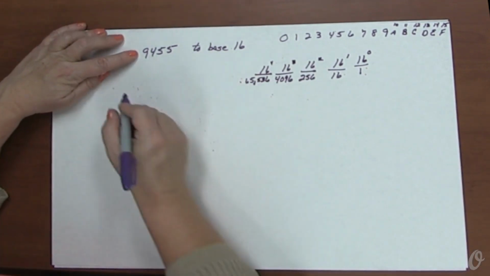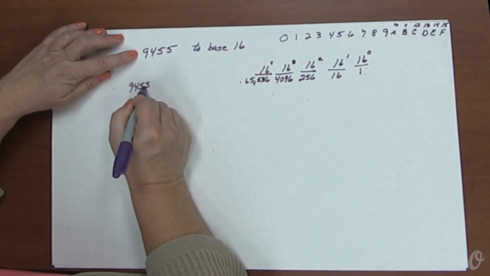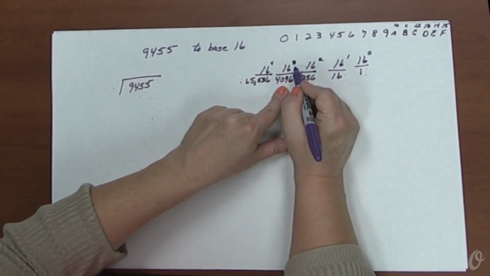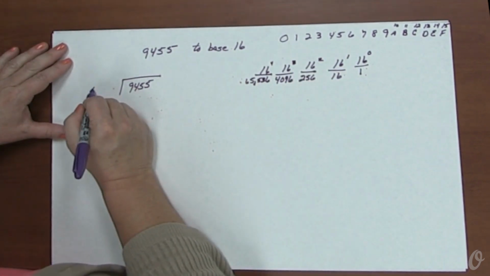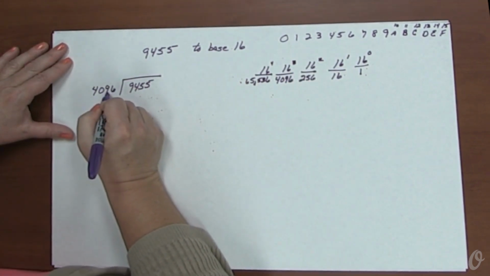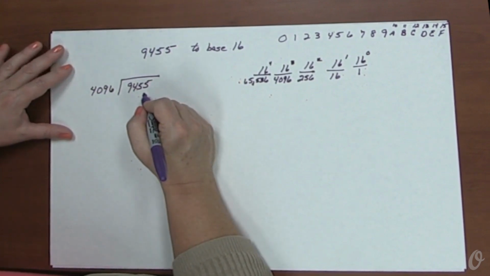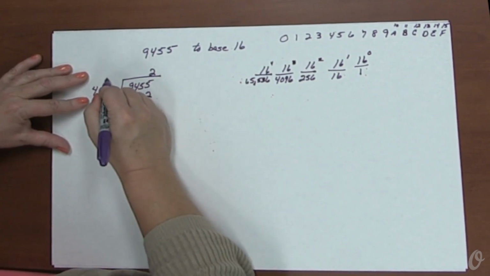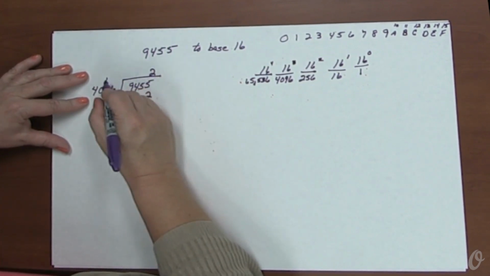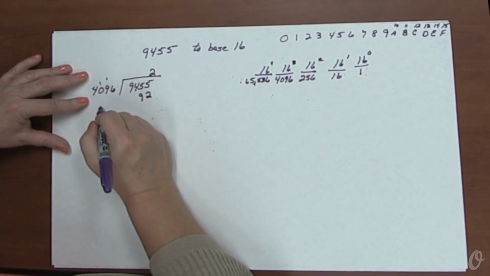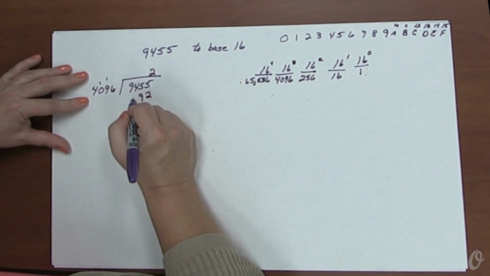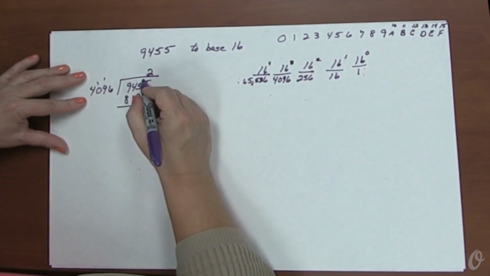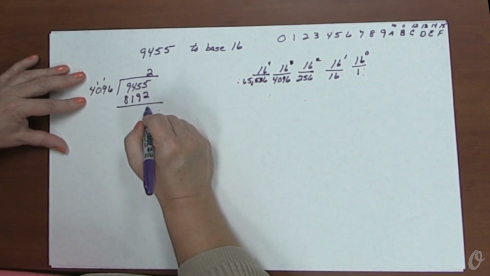Looking at my number, 9,455 divided by, the largest one is going to be my 16 cubed. So I'm going to divide by 4,096. 4,096 is going to go into this 2 times. 2 times 6 is 12, carry the 1. 9 times 2 is 18, plus 1 is 19, carry the 1. 2 times 0, 0 plus 1 is 1, and 2 times 4 is 8. 5 minus 2 is 3.